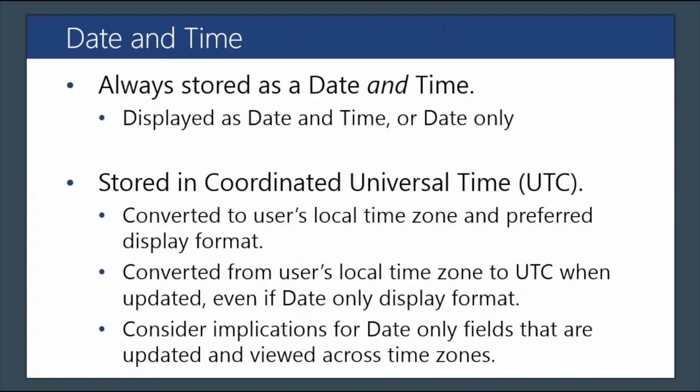So when you deal with dates and times, it's always stored as a date time, which is the date and time together. You can display it as a date and time or a date only. Internally within the system, all date times are stored in UTC. Each user has the ability to select what their local time zone is, and then it will be translated to that user's local time zone, and whatever the preferred display format is, based on how they would like that date time displayed. Depending on what part of the world you're in, it can be displayed in a number of different ways. It does convert to the local time zone, even if it's only a date field. So it's just something to consider.